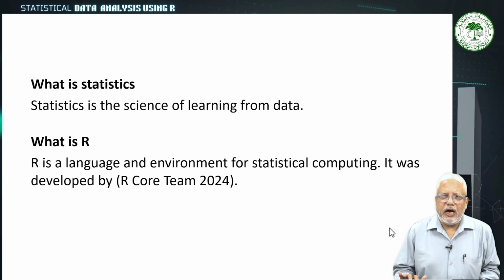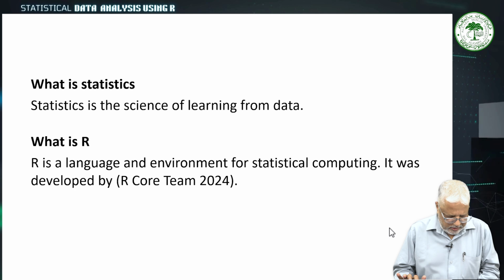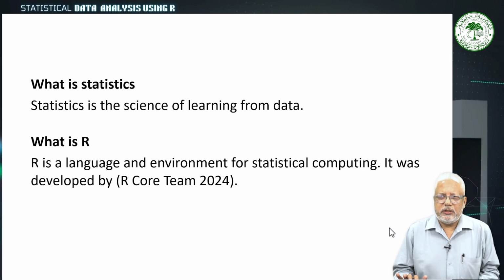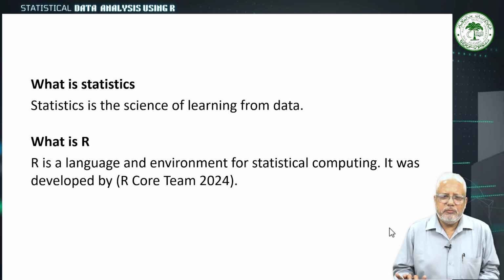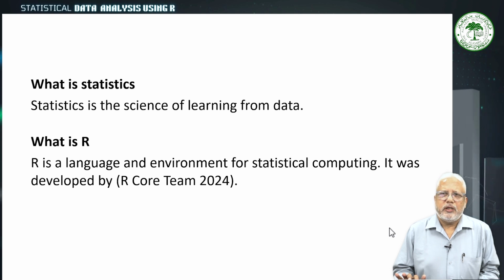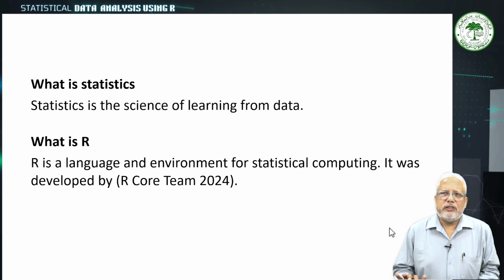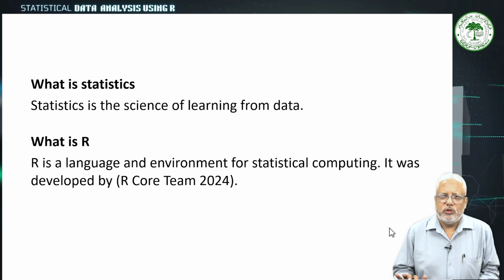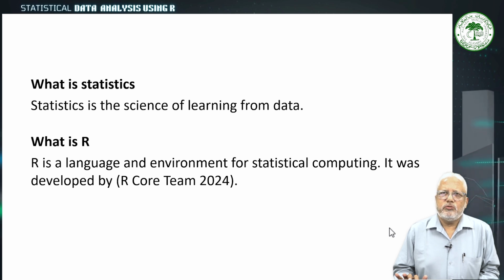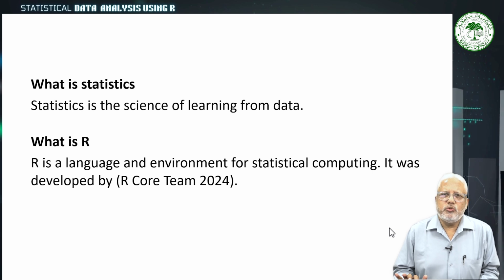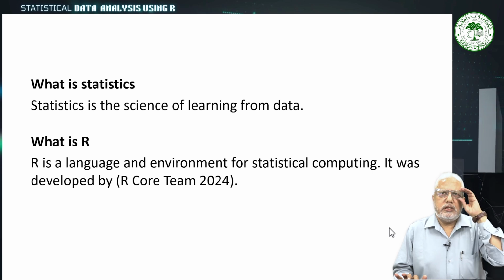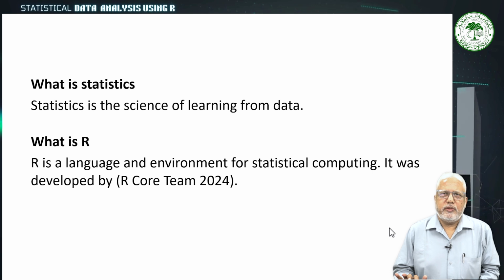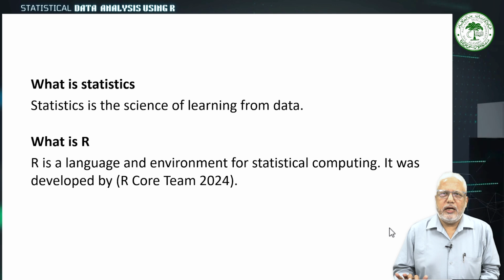Now, what is R? R is a language and environment for statistical computing. It was developed by the R core team, but there is a history behind how R was developed. In the 1980s, John Chambers and his team at Bell Labs, USA, developed S. Bell Lab is famous for developing many new languages and systems: C++, the Unix operating system, and Java were developed there. They wanted to develop a language suited to classroom teaching, so they developed the S language, and a package was made, known as S-PLUS.